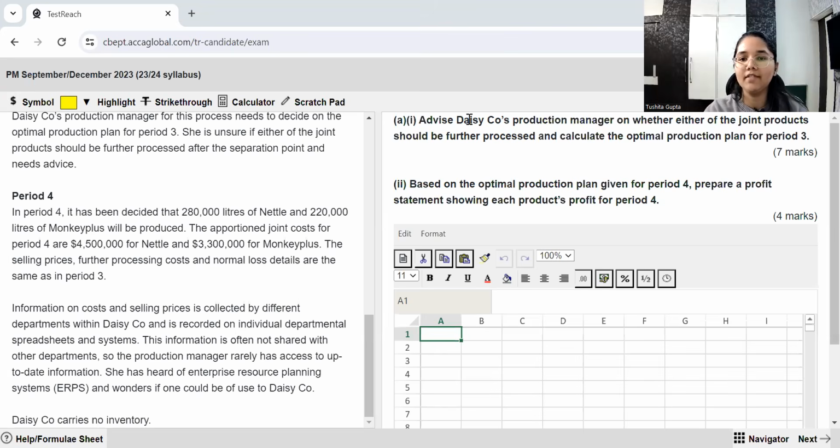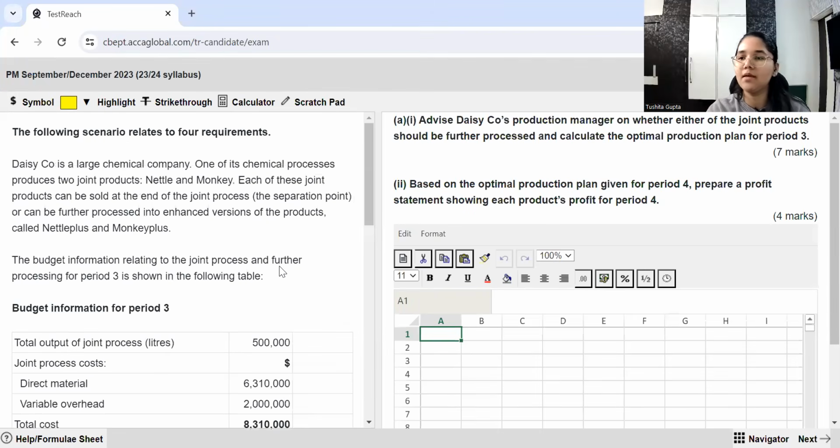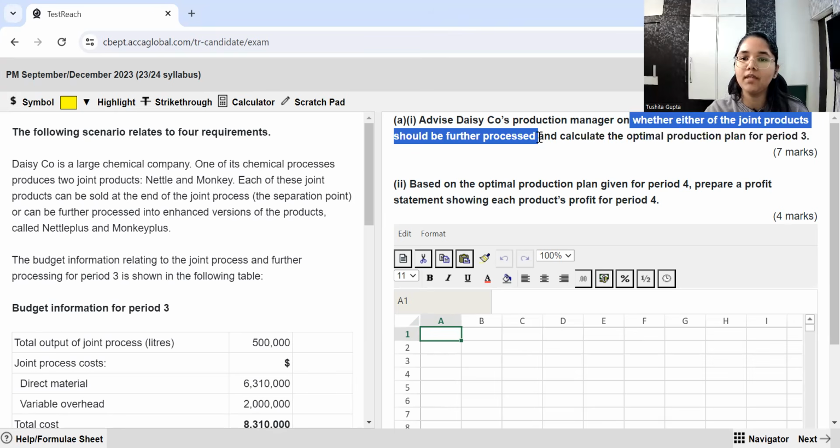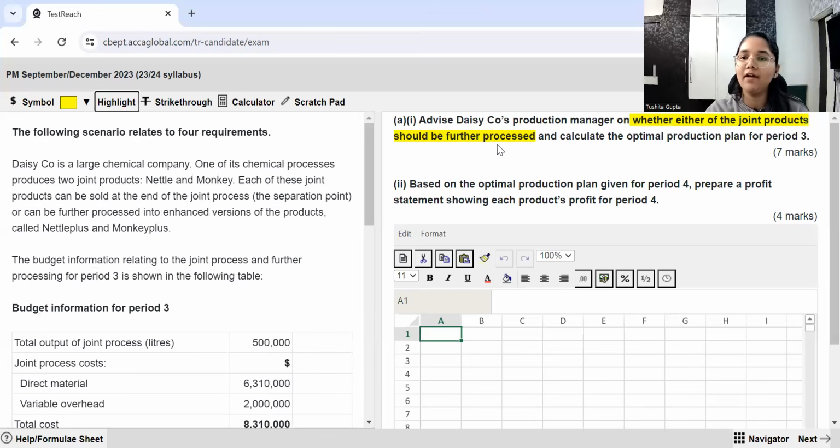So the first thing that we have is advise Daisy Company's production manager on whether either of the joint products should be further processed. So I know by reading the first requirement itself that this question is something about the further processing, like the joint processes. So we have to decide whether either of the joint products should be further processed or not. So I have highlighted this, and always look for 'and' in the requirement. This means there is something extra that we are supposed to do. So, and we have to calculate the optimal production plan for the period. So this is the second requirement that we have.